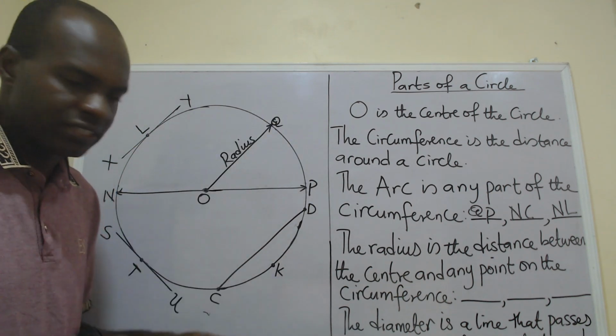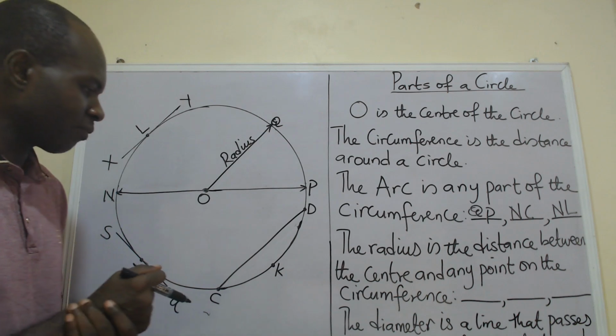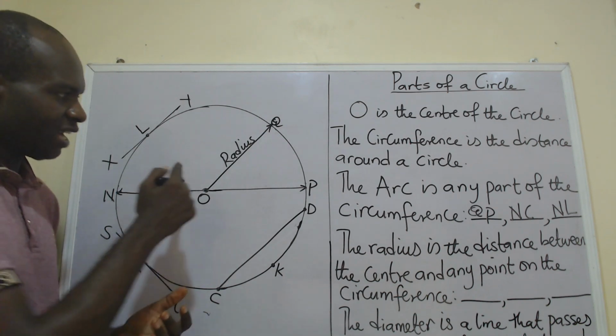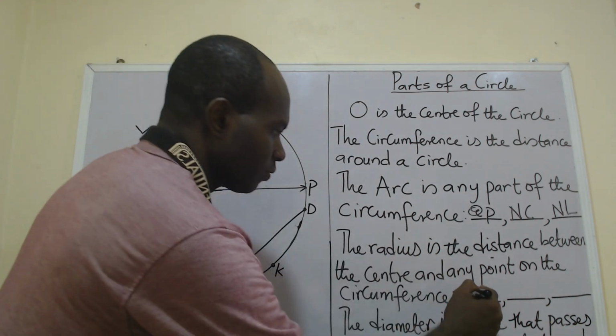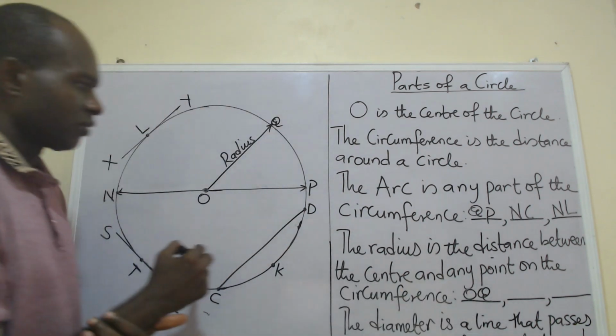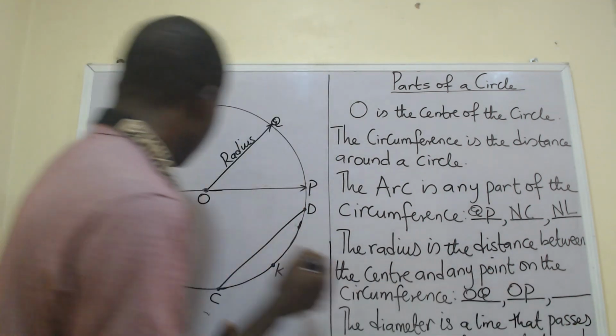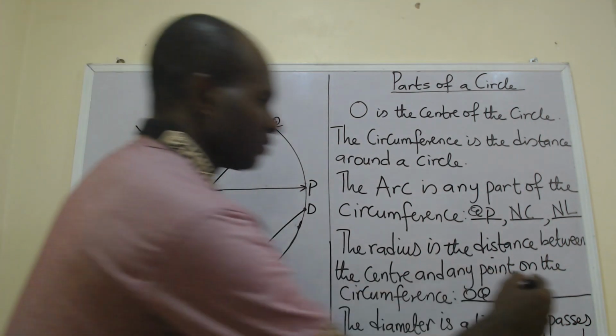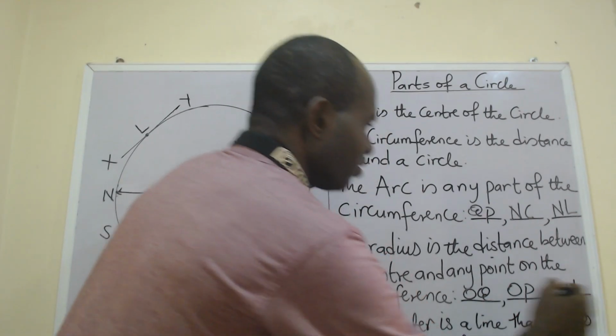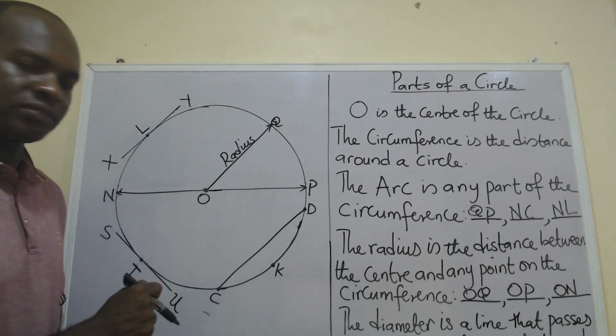So with reference to this diagram, what are the radii? We have OQ, we have OP, and we have ON. They are all radii based on this definition.